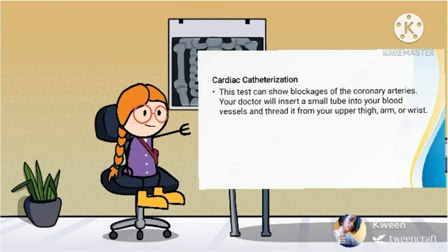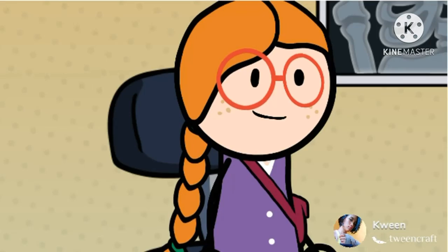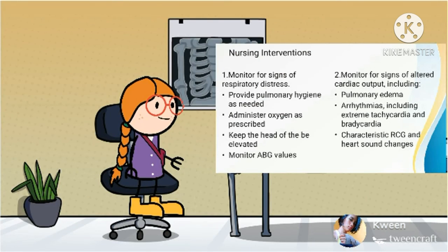Lastly, cardiac catheterization. This diagnostic test will show blockages of the coronary arteries. Your doctor will also insert a small tube into your blood vessels and thread it from your upper thigh, arm, or wrist. Now, let's go to the nursing interventions. So the first nursing intervention is monitor for signs of respiratory distress.